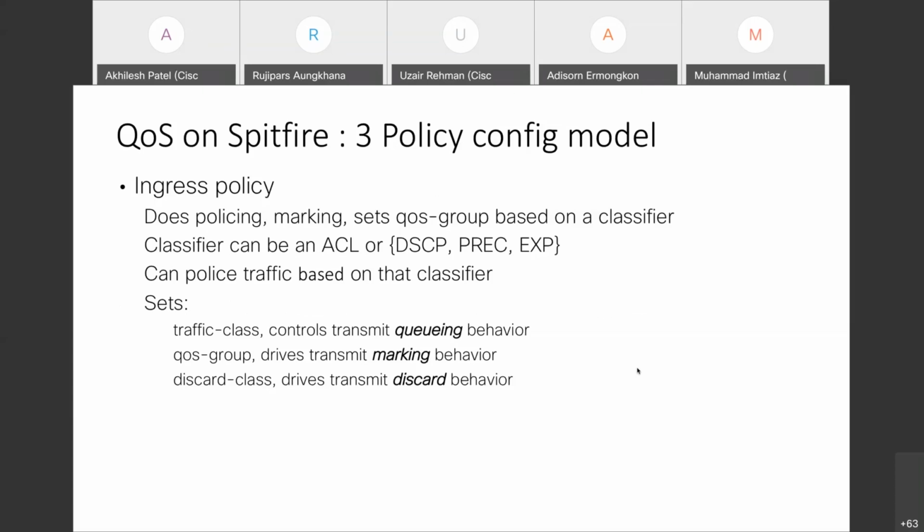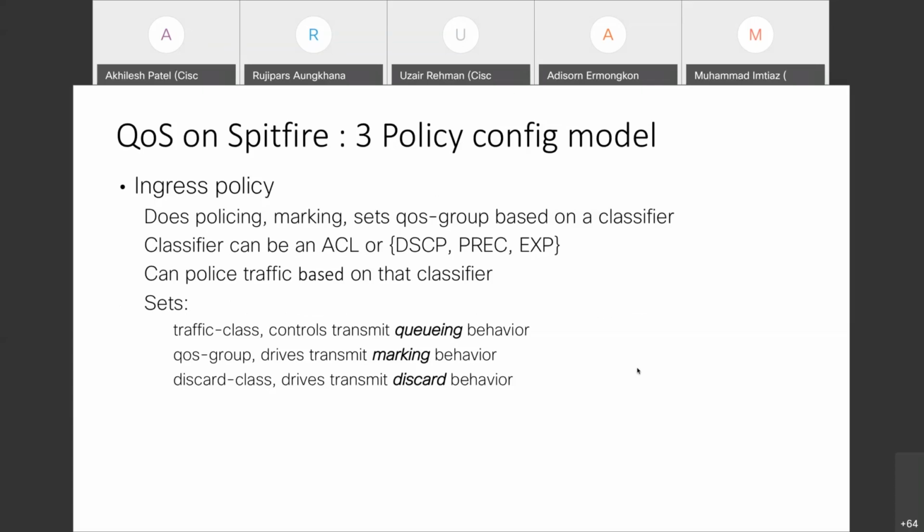What we can set on the ingress side: we can set the traffic class, we can set the QoS group, and we can set the discard class. So all these markings on the ingress side are for a particular scenario. For example, take the traffic class.